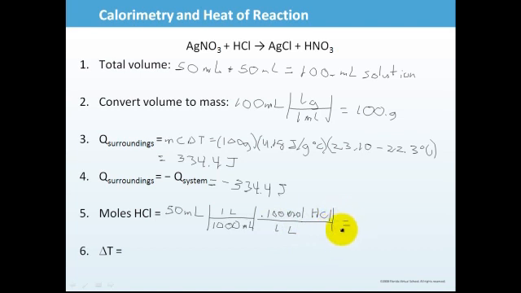By setting it up like that, you cancel out the milliliters, you cancel out the liters, and you're left with your moles. So the 50 divided by 1,000 times the 0.1, and we're going to end up with 0.0005 moles of the HCl.